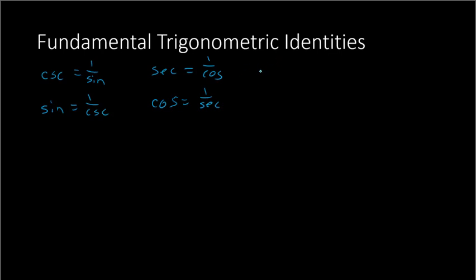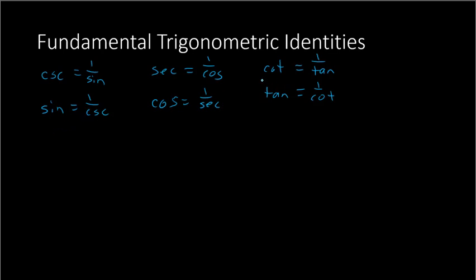And then we have the inverse of tangent, which is cotangent. That is equal to 1 over tangent. That's the inverse. And then the other way around is also true. Tangent is the inverse of cotangent, which would equal 1 over cotangent. So make sure you have these memorized. You'll need to know these.